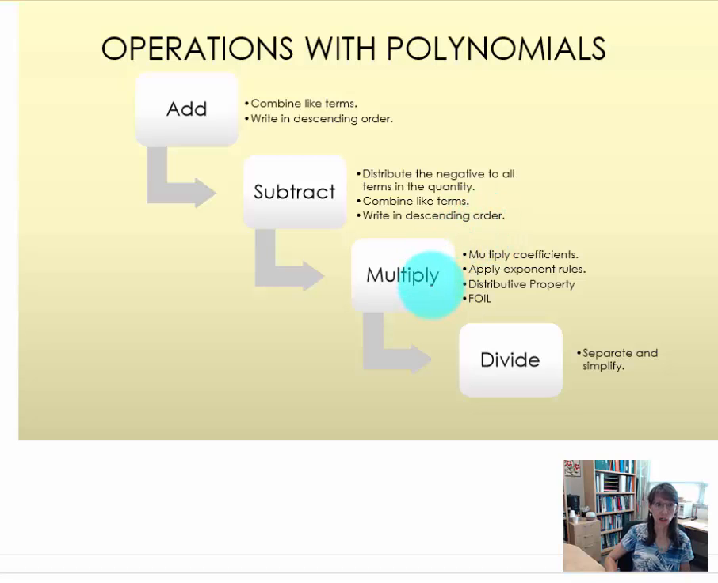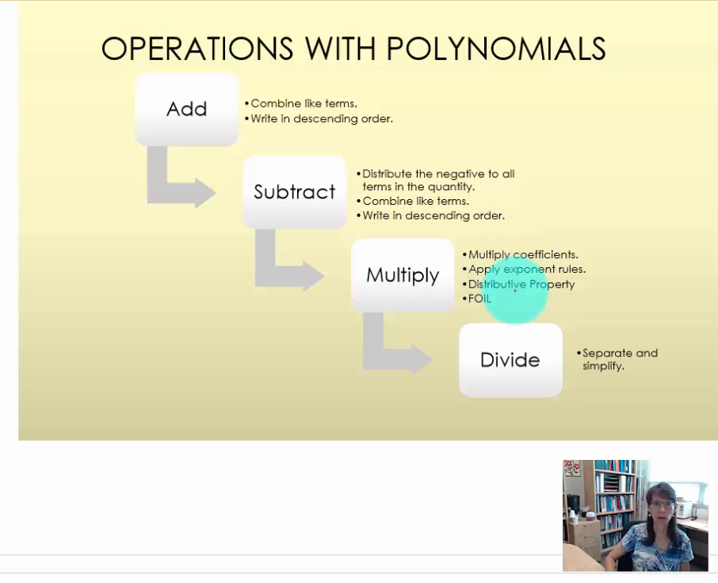For multiplication, we have a few different techniques that we'll be talking about today. The basic rules are to multiply coefficients by other coefficients and apply any exponent rules that need be. Most likely that's the product rule.